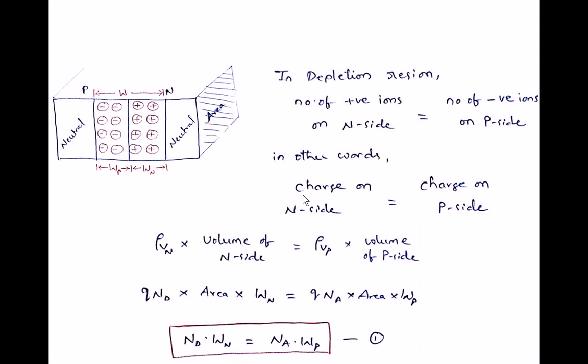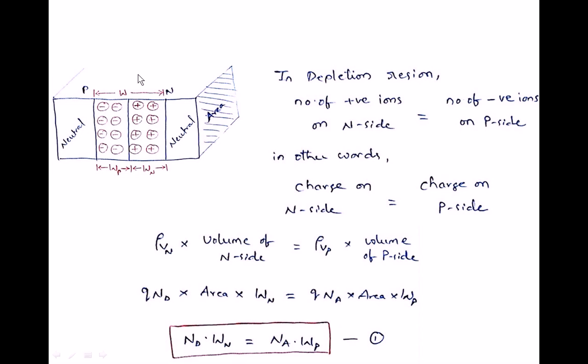So how do we find the charge? Charge is nothing but volume charge density multiplied by the volume of that side. For the N side, it is rho times the volume of the N side. Charge on the P side is the volume charge density of the P side times the volume of the P side. Charge density is Q times Nd for N type, and Q times Na for P type. Volume we will calculate like this.